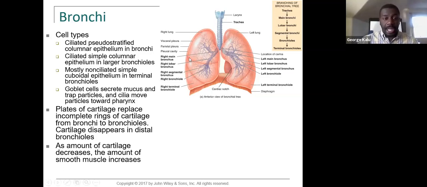Okay, so then once we start to move kind of deeper into the bronchial tree, eventually we're going to start to lose cartilage, and those incomplete rings of cartilage are eventually going to get replaced with these thicker plates of cartilage. That's going to be happening within the bronchioles. Once you get into the more distal bronchioles, you start to lose that cartilage. And then once you start to lose cartilage, you eventually begin to replace it with smooth muscle instead. So the more distal bronchioles are going to have smooth muscle as opposed to being made up of cartilage.